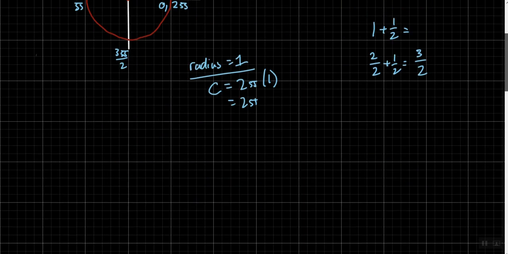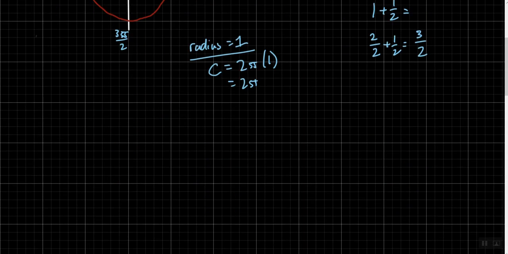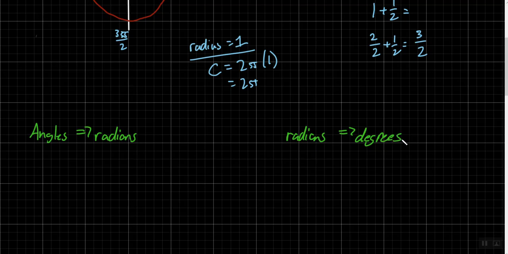Okay, well, good thing there's a way to change in between these two. So angles, to radians, and we have radians to degrees. Sorry, back it up. We're doing degrees to radians, radians to degrees. Which way do you want to go first?